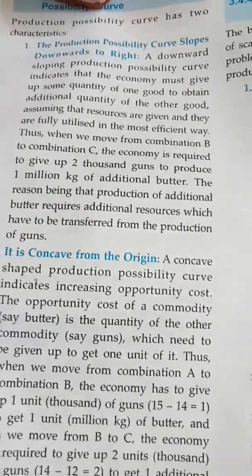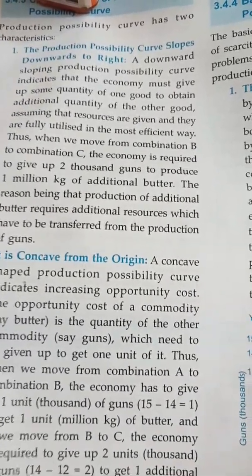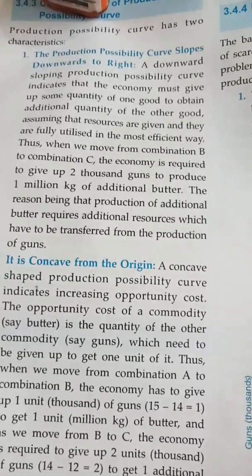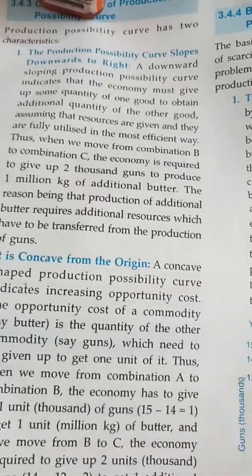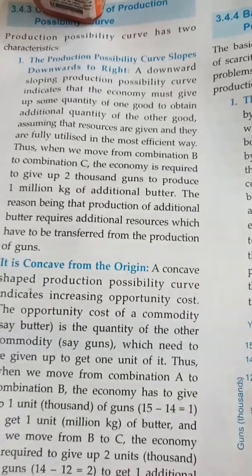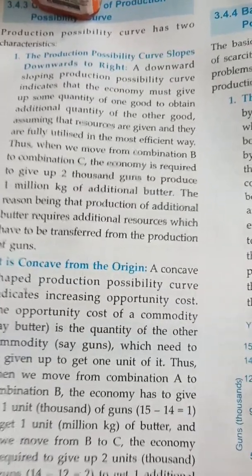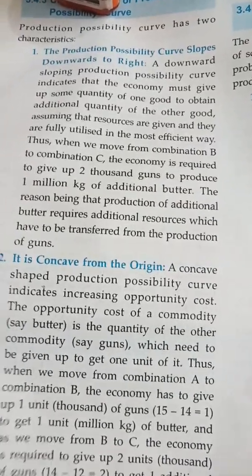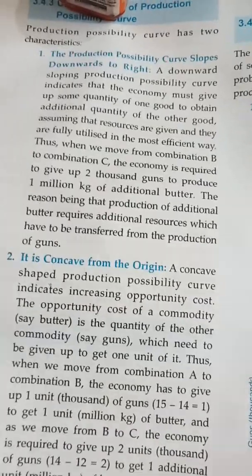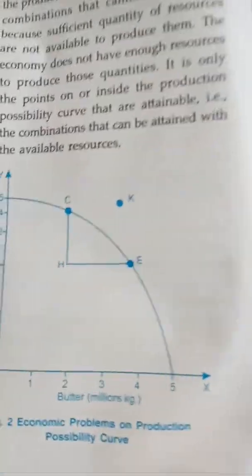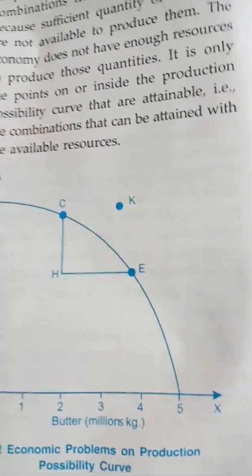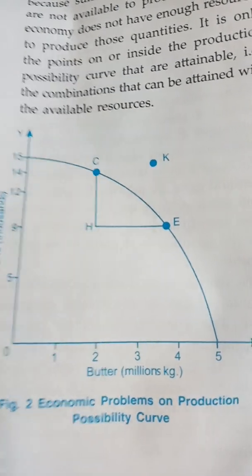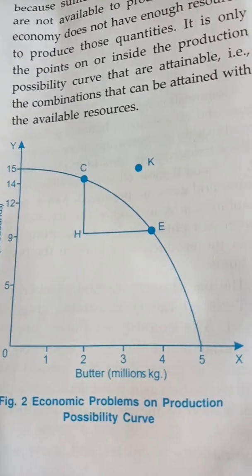Now the last topic in this part regarding PPC, and that is how do we use the production possibility curve? How can we utilize the PPC to represent different basic economic problems of an economy? Okay, now let's focus on this diagram. See, just the usual shaped PPC is drawn, concave from the origin, downward sloping.